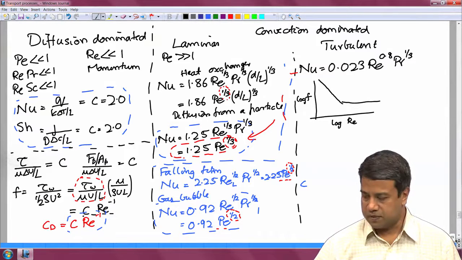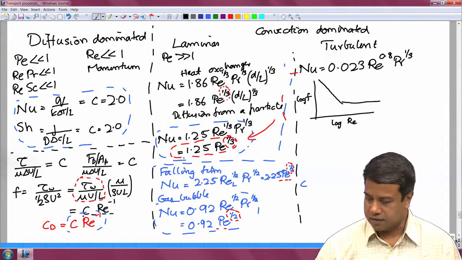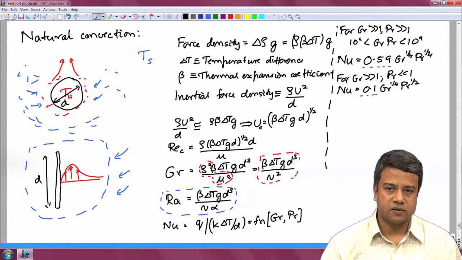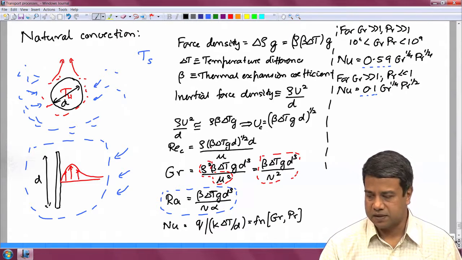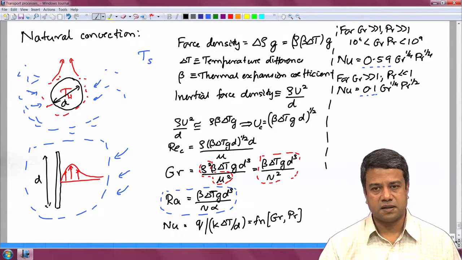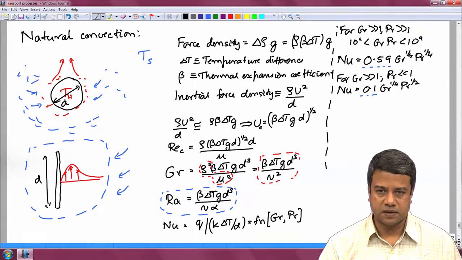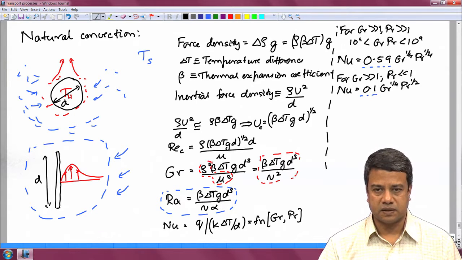Then there is a third regime of a turbulent flow, where the dimensionless numbers are a lot more complicated. And we also talked about natural convection. In this case, the velocity is determined from the force density exerted due to the temperature difference due to a heated object.